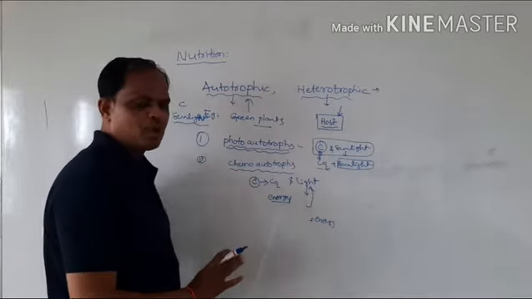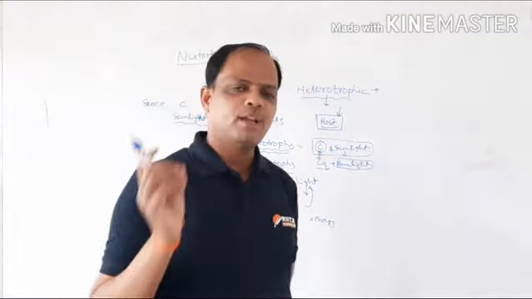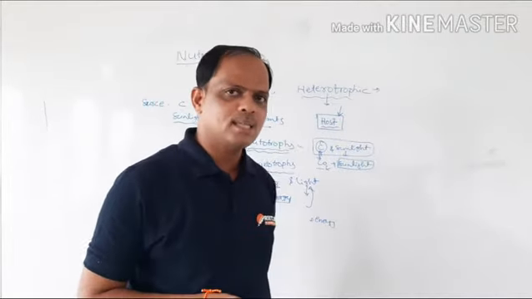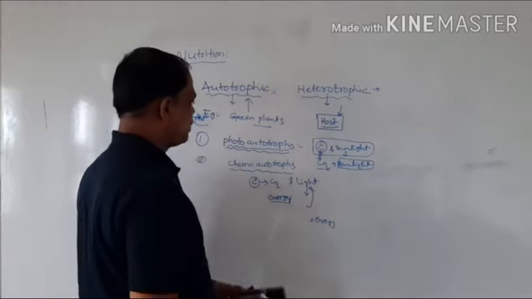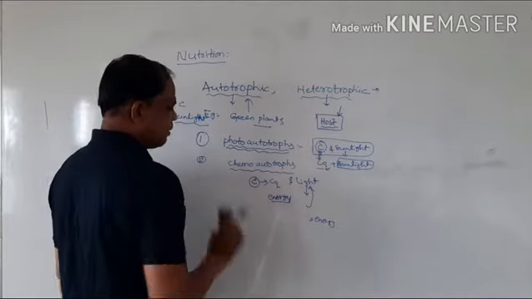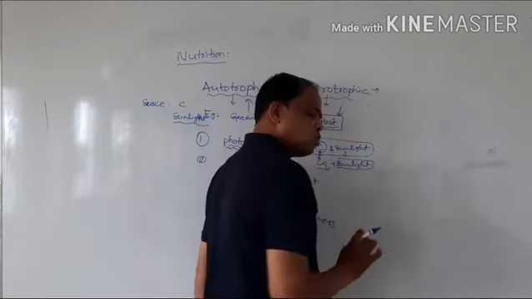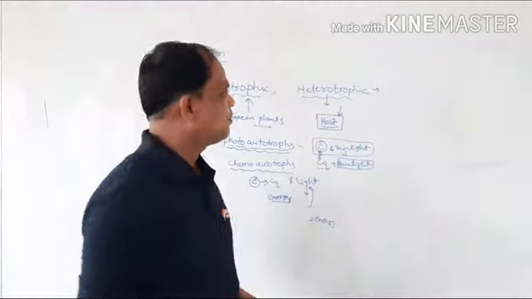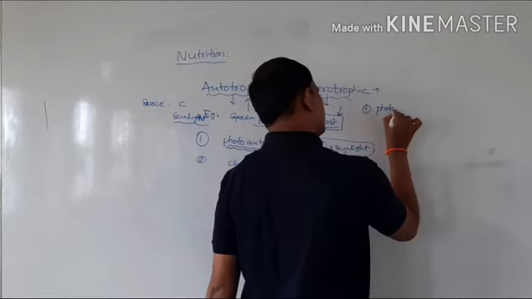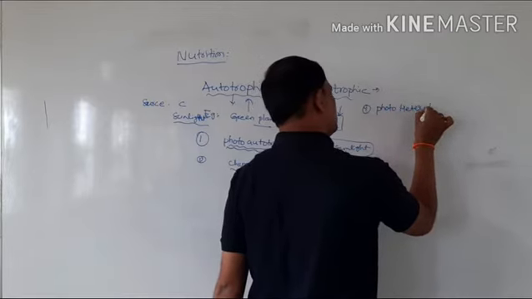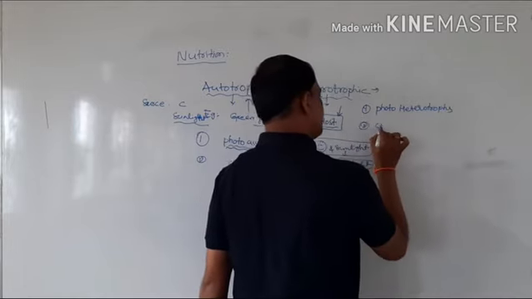The best examples of chemoautotrophs are iron bacteria, sulfur bacteria, and nitrifying bacteria. These are the two types of bacteria and organisms. Heterotrophic organisms, based on the source of carbon and light, are divided into photoheterotrophs and second, chemoheterotrophs.